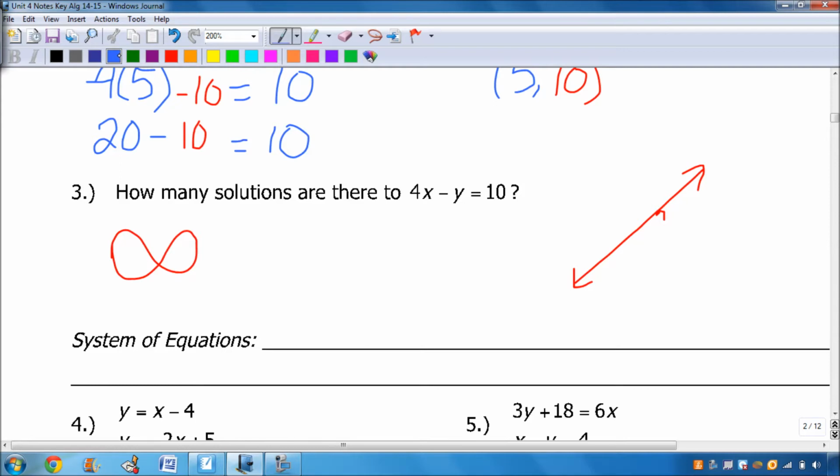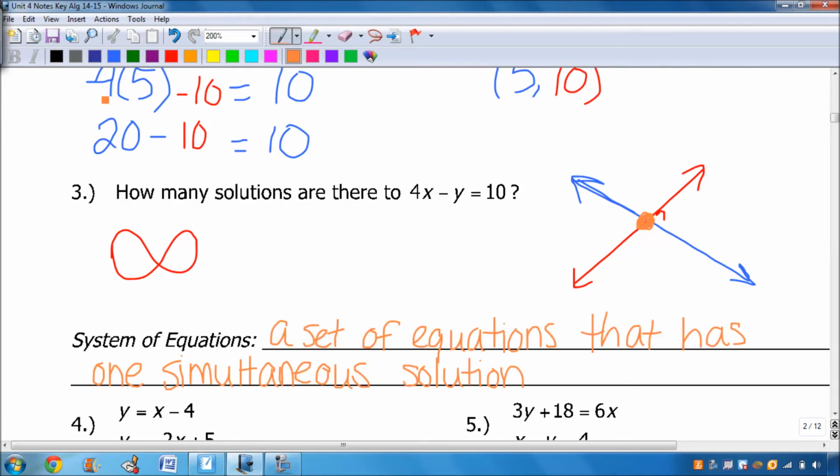If I were to draw another line, I would have infinite solutions on this blue line, right? But if I were to extend this line right here so you can see it, the red line has infinite solutions, the blue line has infinite solutions, but the intersection, the two lines together, only has one common solution, okay? So this is the one solution that satisfies both equations. So the definition of a system of equations is just a set of equations that has one simultaneous solution. It means one solution that satisfies all the equations at the same time.